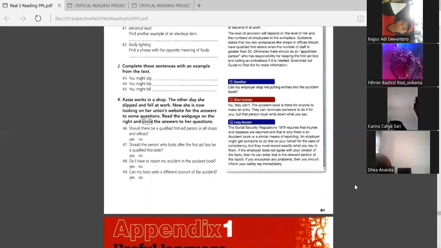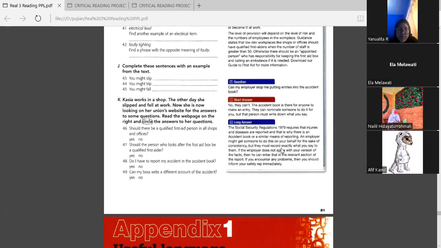Number 46, yes or no? Should there be a qualified first aid person in all shops and offices? The answer is no. 47. Should the person who looks after the first aid box be a qualified first aider? The answer is no. Number 48. Do I have to report my accident in the accident book? The answer is yes. Can my boss write a different account of the accident? The answer is yes.